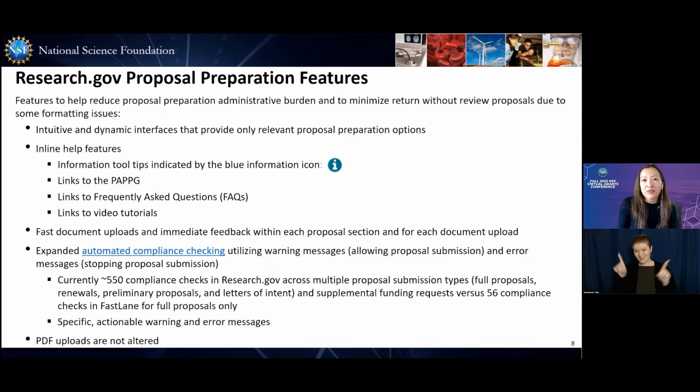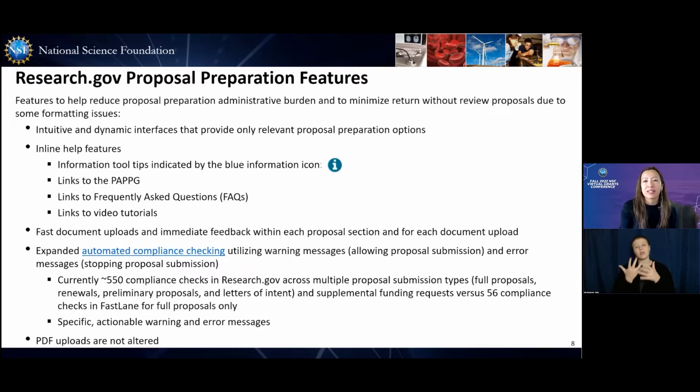So the interface for Research.gov is more modern. We have people here who specialize in usability. So we make sure all the screens are intuitive, dynamic, responsive to what you are doing at the time, relevant to the solicitation or opportunity you're applying to, and that it naturally flows. So the idea is Research.gov is more intuitive to use, and you don't need extensive training to figure out how to use the system. We incorporated a lot of inline help features.